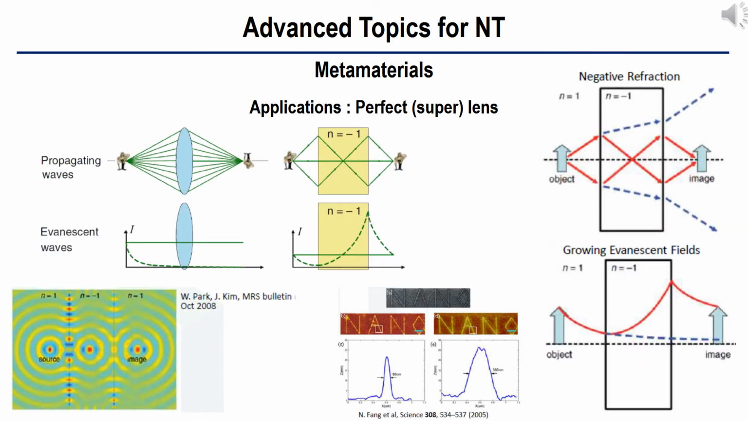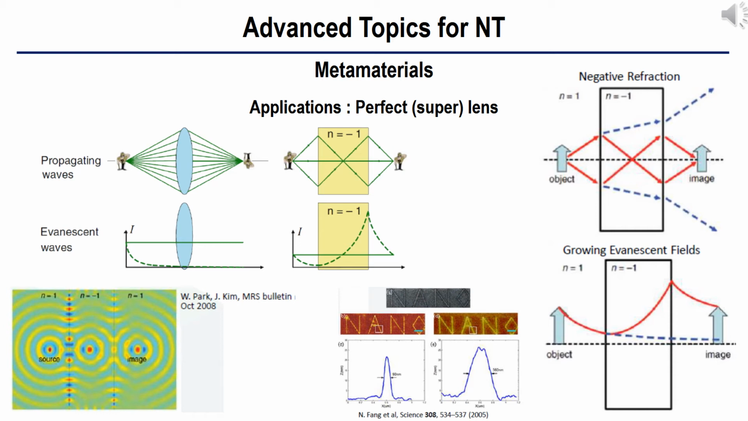We can think of a variety of applications based on negative refractive index materials. The first example I would like to share with you is the perfect or super lens. This device is beyond the conventional diffraction limit. For conventional materials with positive refractive index, there exists the diffraction limit. Due to this limit, evanescent waves cannot be collected by using conventional materials.